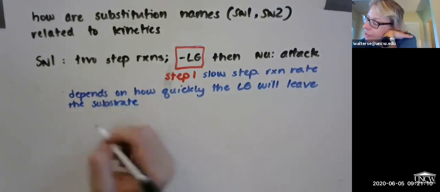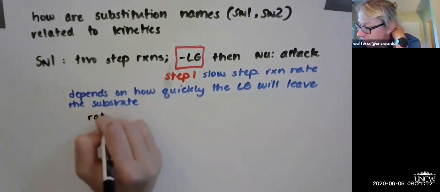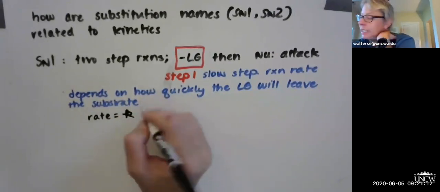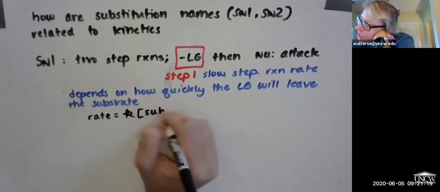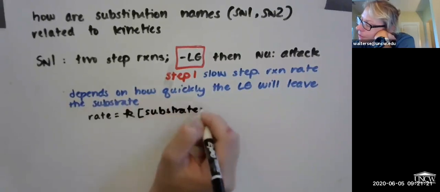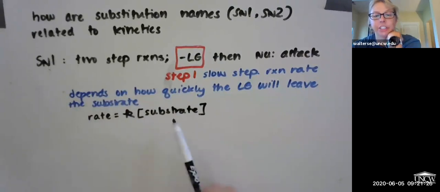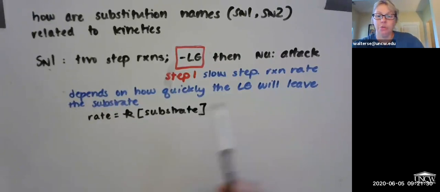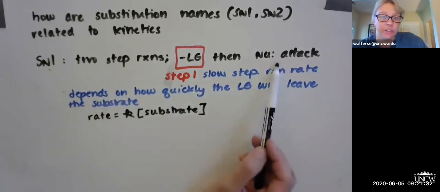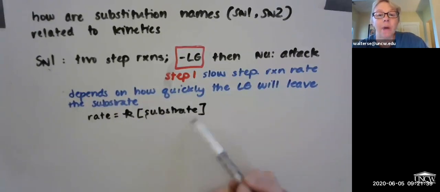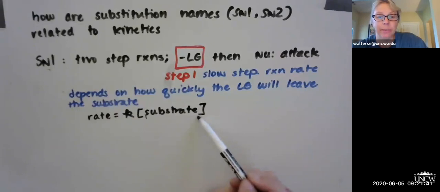So the rate law for an SN1 reaction is that the rate of the reaction is equal to the rate constant times the concentration of the substrate. So if you want an SN1 reaction to go faster, you increase the concentration of the substrate. You can increase the concentration of the nucleophile all you want, but that won't affect the rate. So only one molecule participates in the rate law.